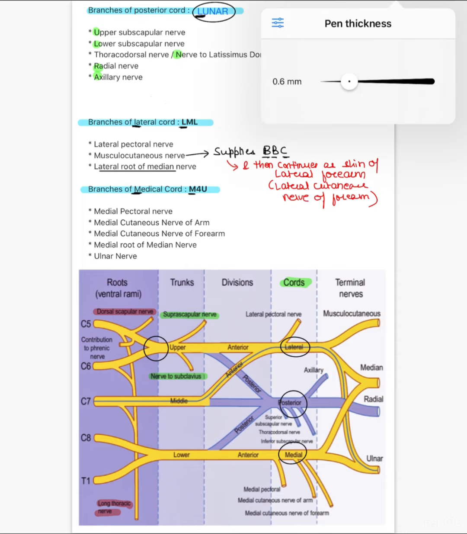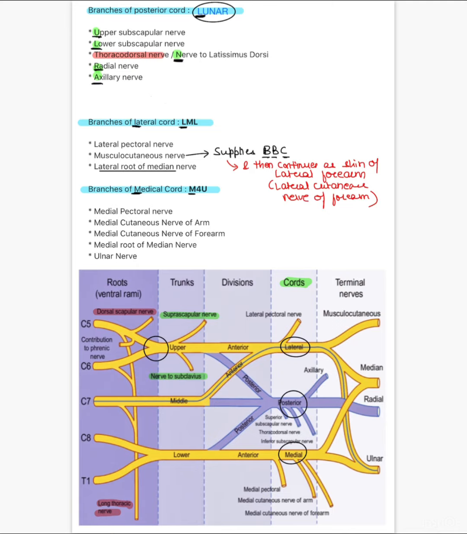First of all, L means lower subscapular nerve, U means upper subscapular nerve, N means nerve to latissimus dorsi, which is your thoracodorsal nerve, which supplies your latissimus dorsi, very important. Then A for your axillary nerve and R for your radial nerve. Very, very important thing that you need to know.